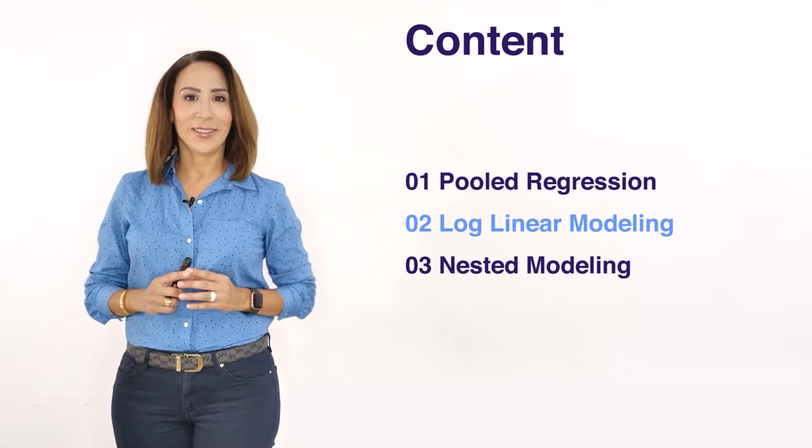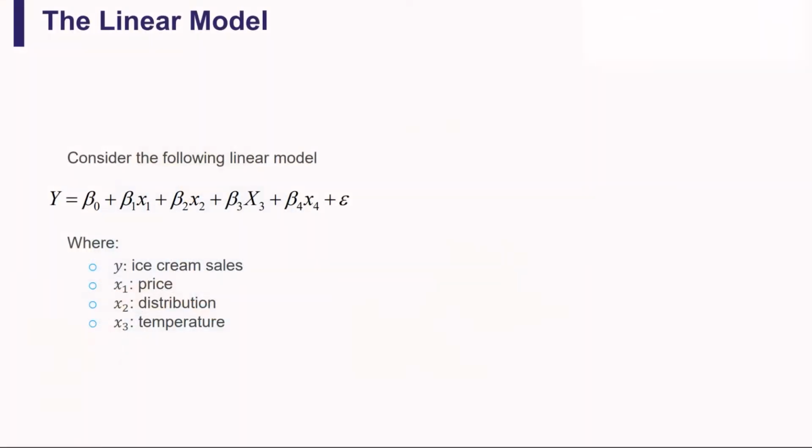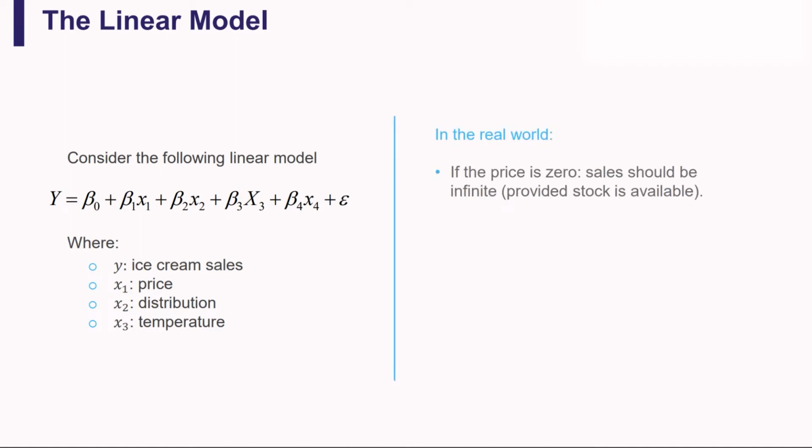Log linear modeling. Let's consider the following model where we are modeling the sales of ice cream, and we have 3 variables that influence the sales of the ice cream: distribution, price, and temperature. So what happens when price is equal to 0? In real life, you expect that your sales will be infinite. However, looking at this equation, if we replace the variable that is related to price by 0, we will end up with a finite amount of sales.